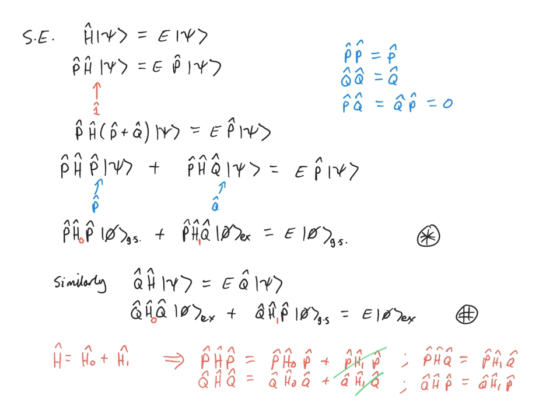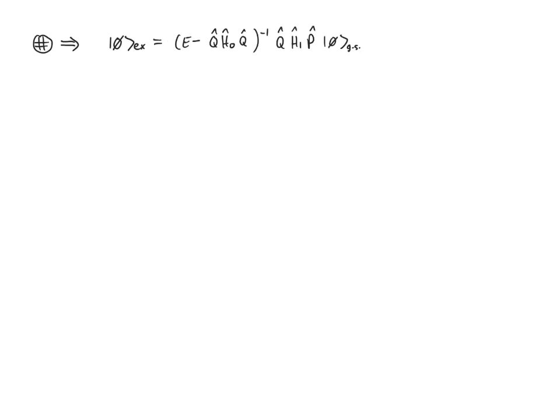What I can do is rewrite this equation so that it tells me what phi excited is in terms of phi ground. I can do that because I see phi excited on both sides of the equation. So let me just rewrite equation hash in a slightly different way. So what I have done here is just to write phi excited in terms of phi ground, and it involves this combination of operators, where in the end I had to divide through by this quantity E minus Q H naught Q, which, by the way, is called the resolvent.